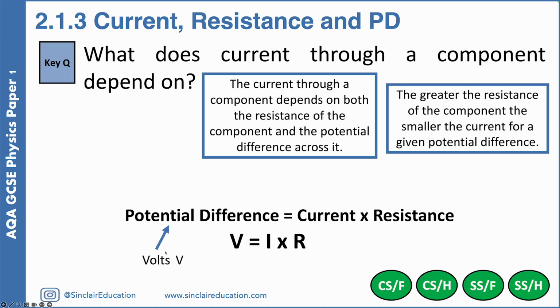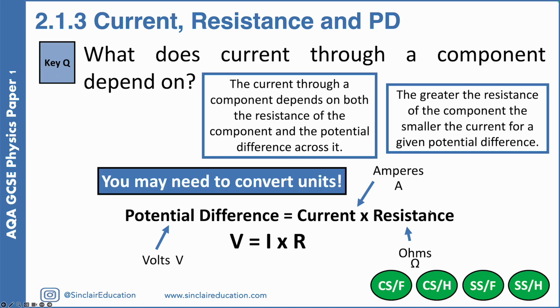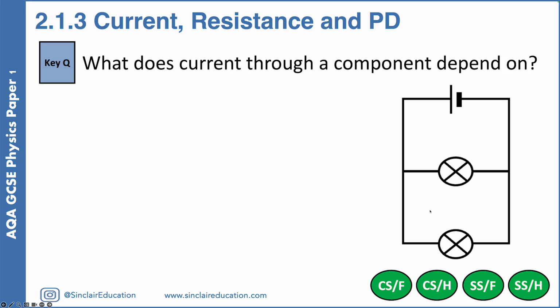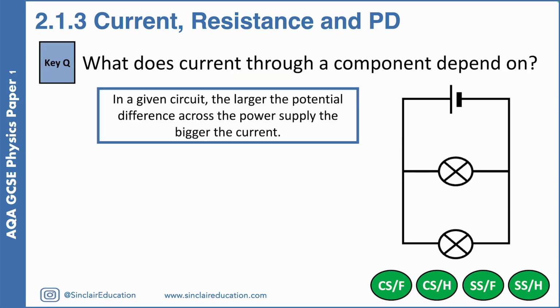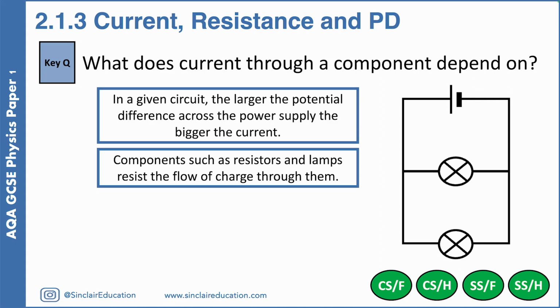Potential difference is measured in volts, current is measured in amps, and resistance is measured in ohms. And typically students do tend to be quite good at identifying and using those different units. But do be prepared to convert them. So with that equation, in a given circuit, the larger the potential difference is, the bigger the current is going to be. Now, components that we typically put into these circuits are resistors, lamps, LEDs.